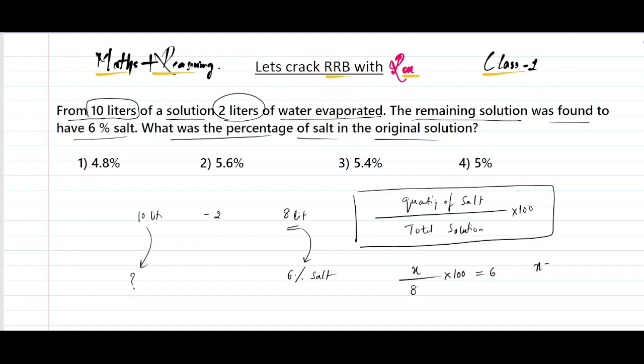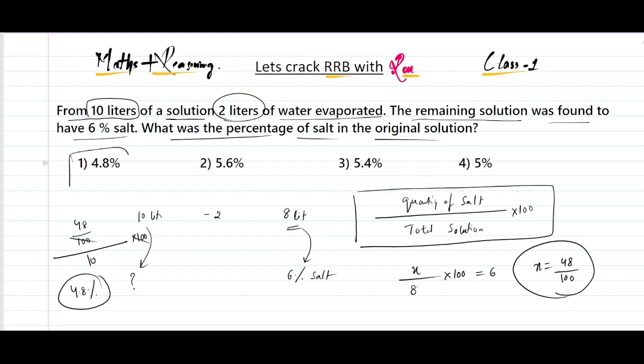So x is nothing but 48 divided by 100 is the quantity of the salt. So simply quantity of the salt divided by, so in what solution we need to find percentage? In 10 liters total solution multiplied by 100. So 100 gets cancelled, 48 by 10, 4.8% is our answer, which is option number 1.